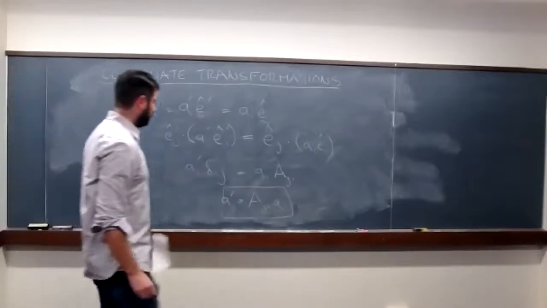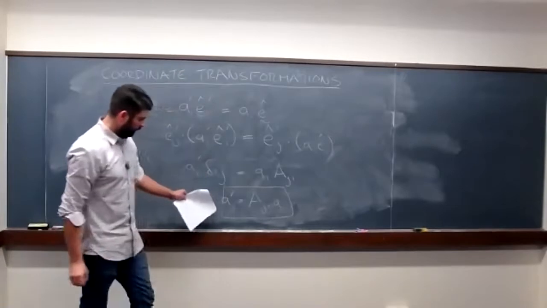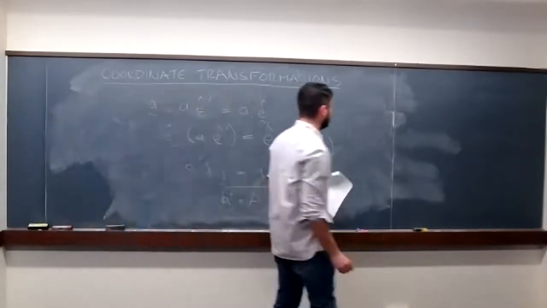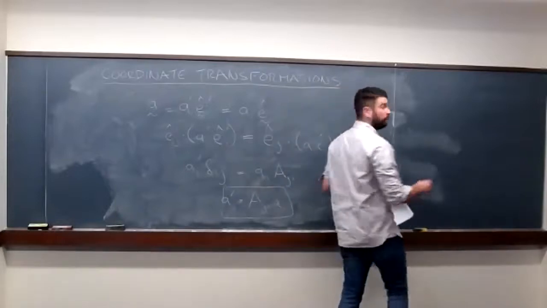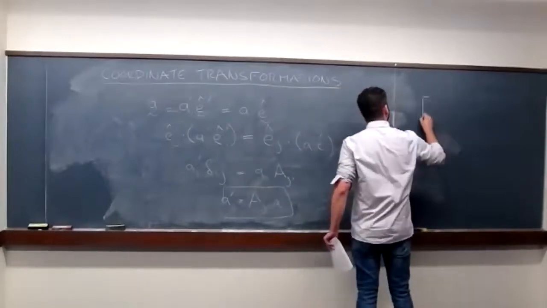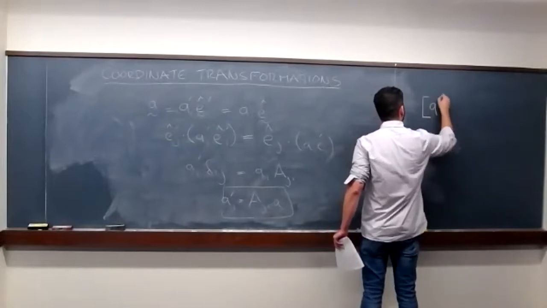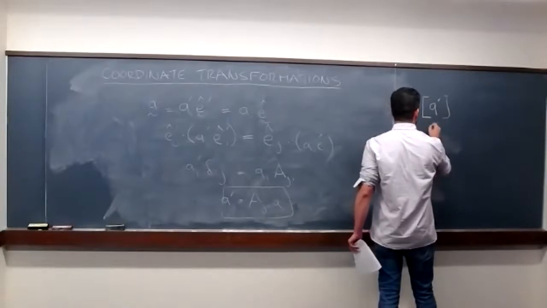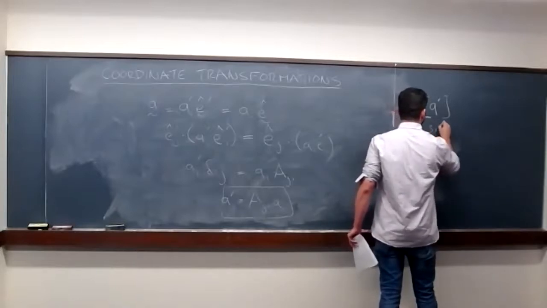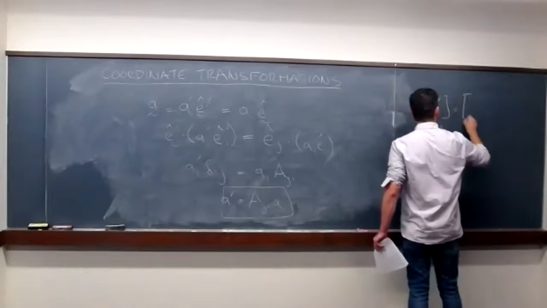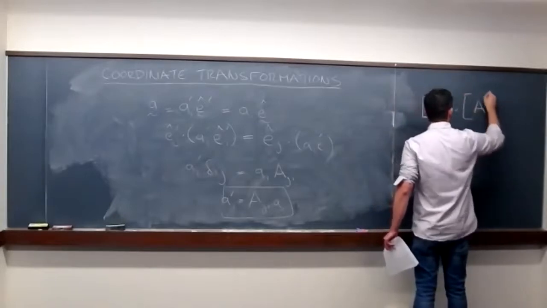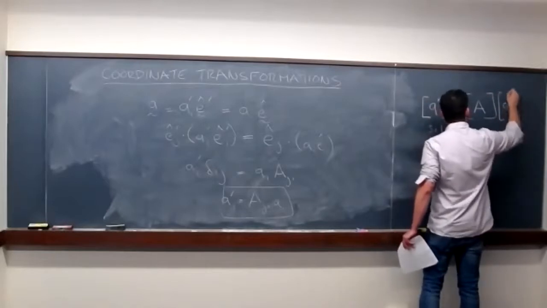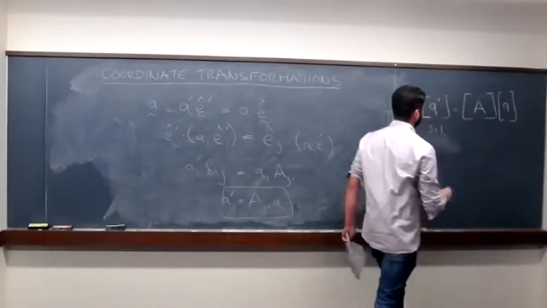So now, if you're coding this up, if you're cycling over indices, you can do a for loop, but we can also write this out in matrix form. We can take the components. This is a 3x1 vector. We've got our transformation. We multiply it by the components in the old basis.